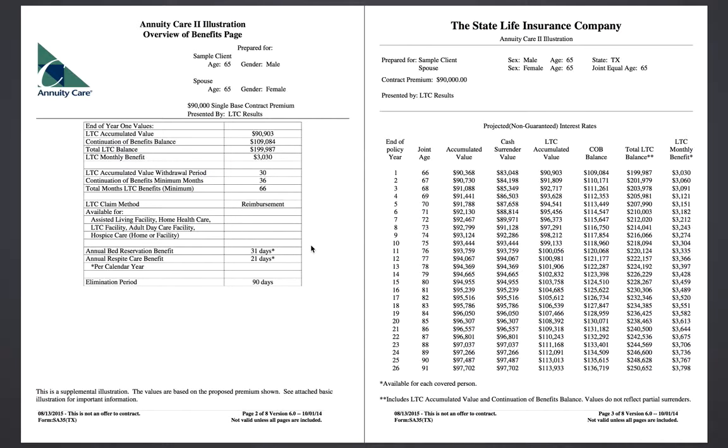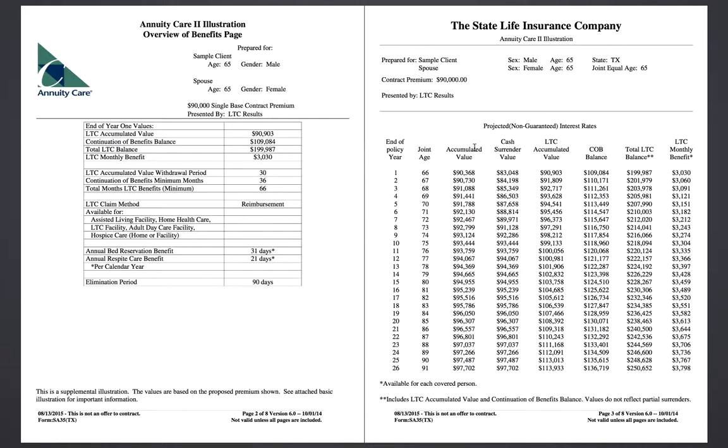This is a reimbursement style contract, and it has an elimination period of 90 days for both home and facility care. If we look at the first page of the ledger, we can see that it shows projected non-guaranteed interest rates. To make things just a little more complicated, we have two different interest rates that come into play.